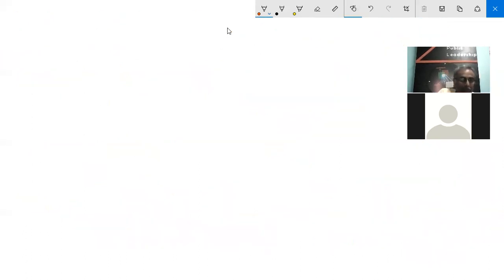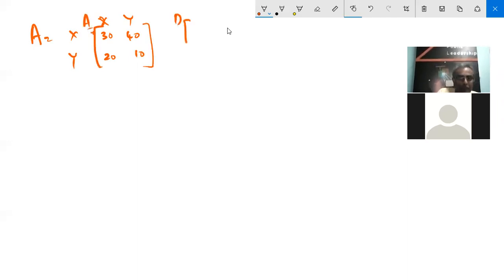Inter-industry link. Okay, so matrix A will be, this is X, this is Y, this is X, this is Y. 30, 40, 20, 10. This is A matrix. Now, demand matrix is 50 and 30. Now, gross output matrix is 120 and 60.